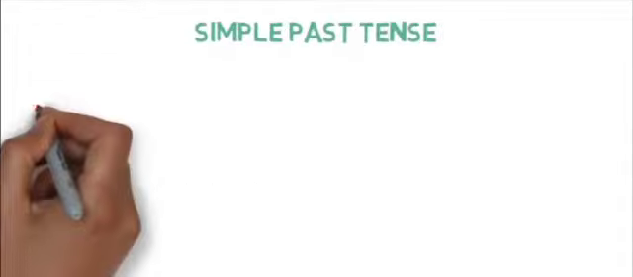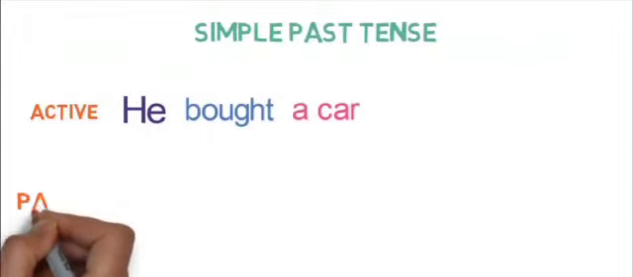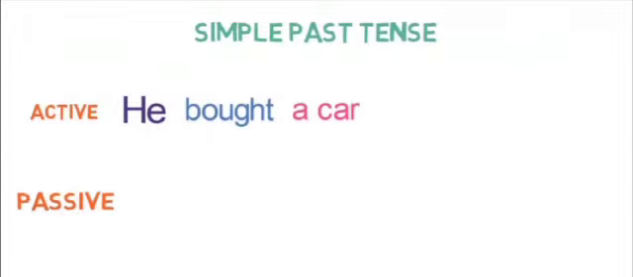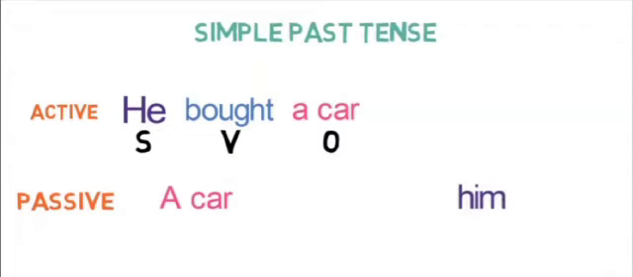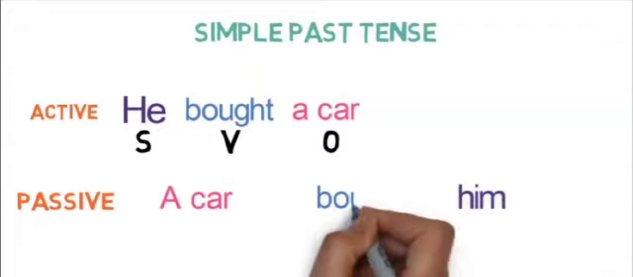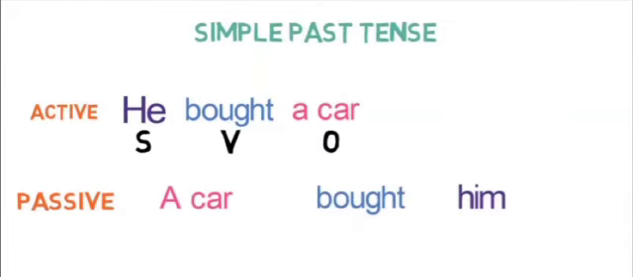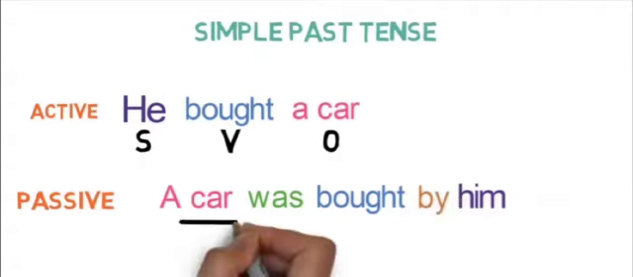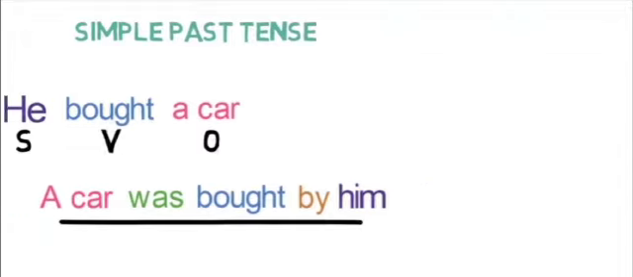by me. Then simple past tense, active voice, he bought a car. He is the subject, bought will be the verb, a car is the object. Now change the positions. A car will be the subject. He will take the position of him. Third form of verb, bought will remain bought itself. Helping verb was, and add the preposition by before the word him. So in passive form, a car was bought by him.